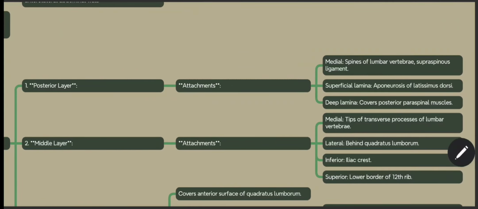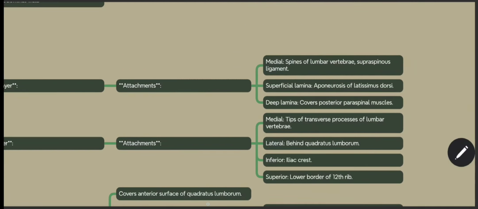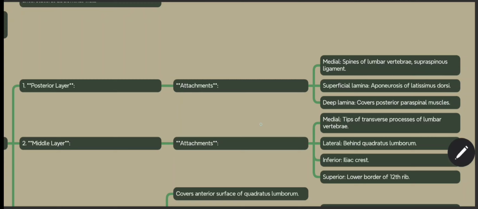What about the middle layer? The middle layer of the thoracolumbar fascia is attached medially to the tips of the transverse processes of the lumbar vertebrae. Laterally, it is behind the quadratus lumborum. Inferiorly, there's the iliac crest, and superiorly, the lower border of the 12th rib.